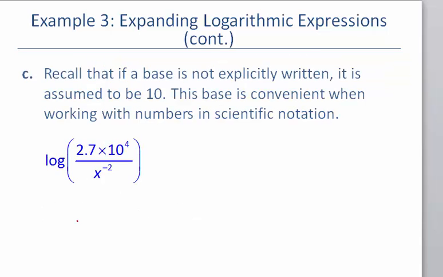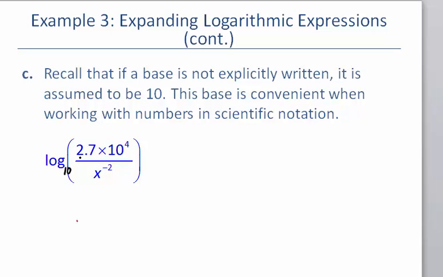Okay, so let's look at one more part of this. We have a problem that says log, and then it has 2.7 times 10 to the 4th divided by x to the negative 2. We have a note that says to be sure you remember that if you don't have a base that's explicitly written, you are assuming that it is a base 10. And base 10 is typically used with scientific notation.